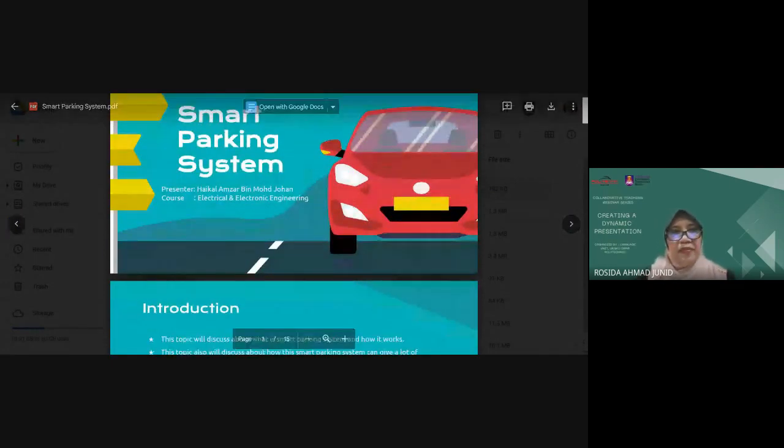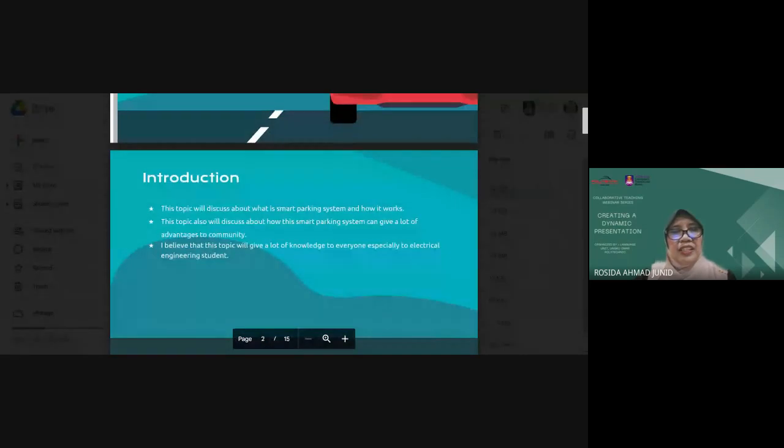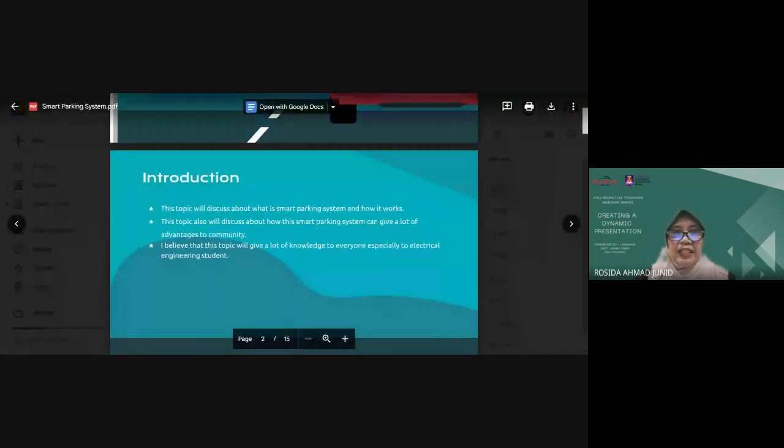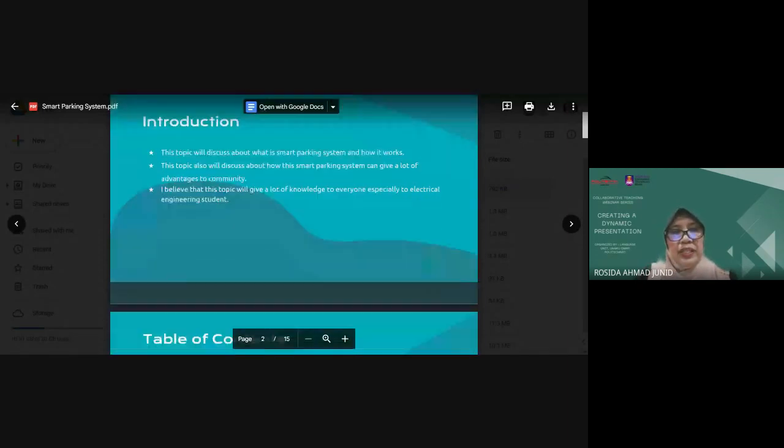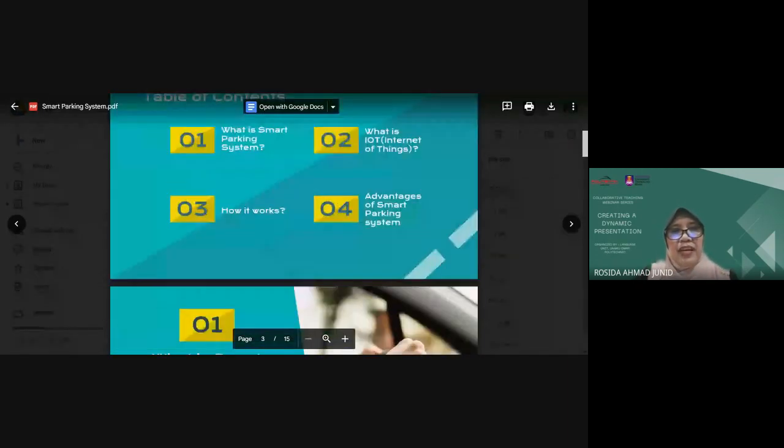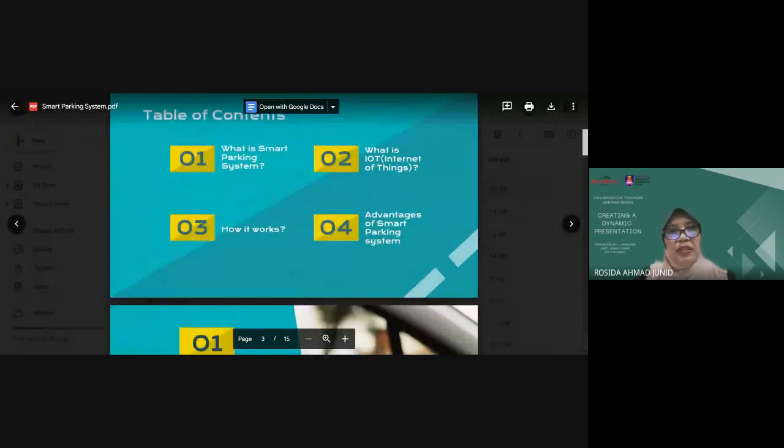Okay, so this is the introduction. Look at the background, guys. Look at the font they're using. Here we see it as small, but when the students present it, it's not small at all. It's quite big. Look at the font and the background, and the color of the font as well. Okay, table of contents. You should have a table of contents.